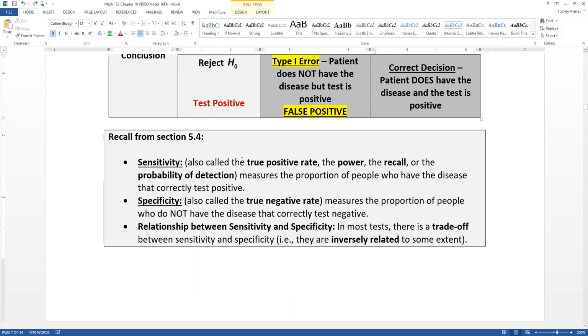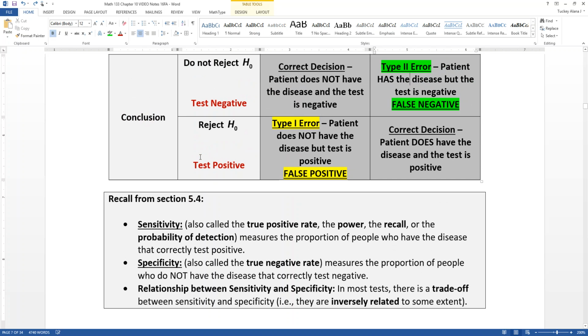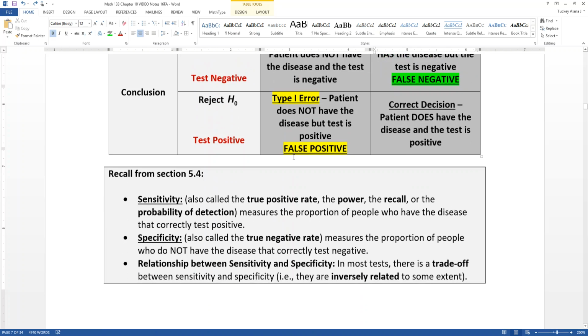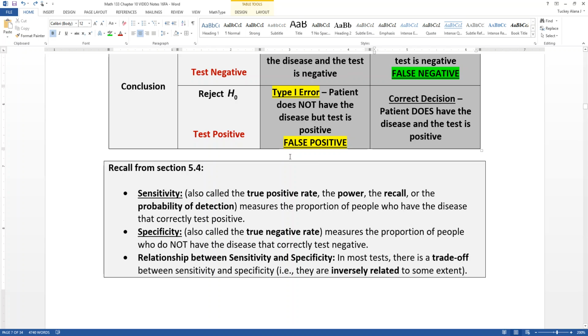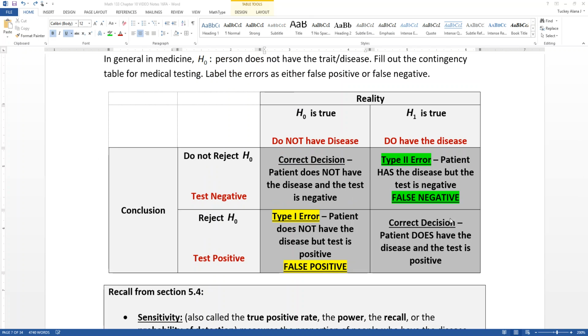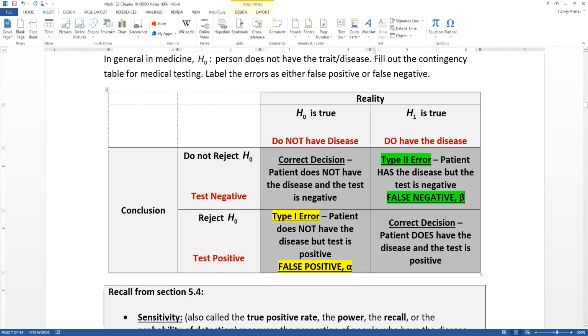So, sensitivity is the true positive rate. It measures the proportion of people who actually have the disease that are going to correctly test positive. They're the people that actually are sick that are going to test positive, right? And then specificity is the proportion of people who do not have the disease that correctly test negative. Let's recall real quickly here that this value right here is alpha. And the false negative rate, if you recall, is beta. So beta is the false negative rate, alpha is the false positive rate.